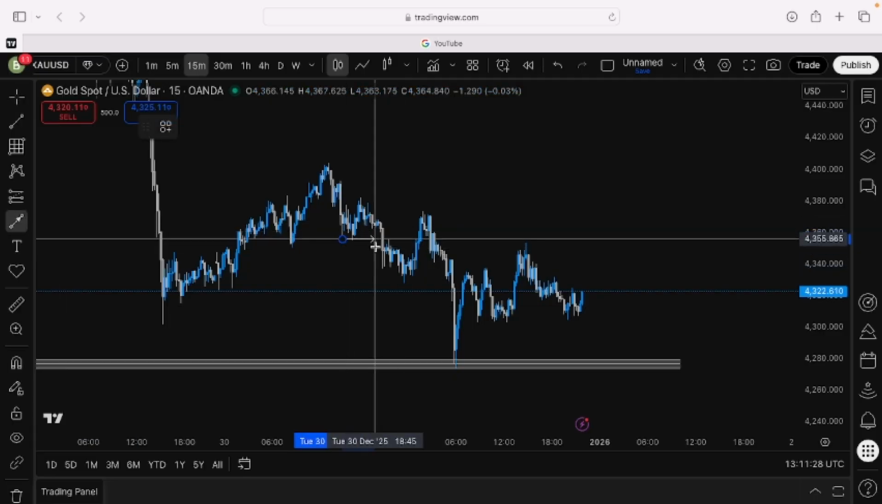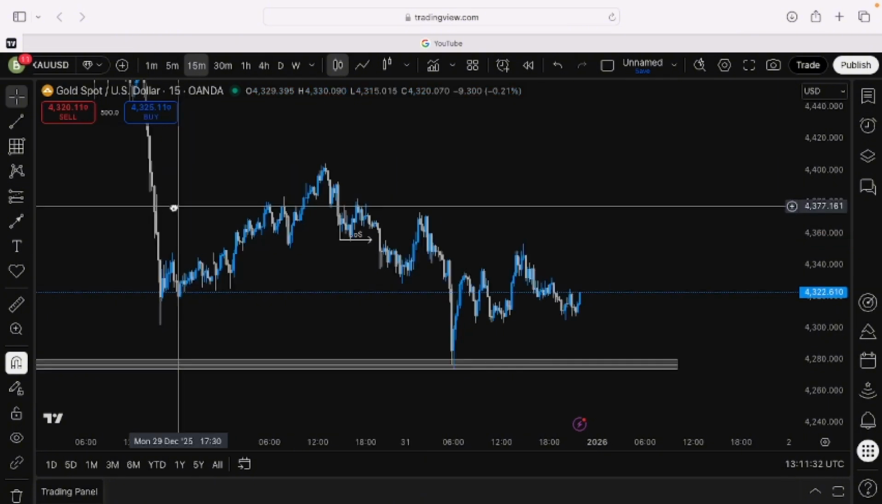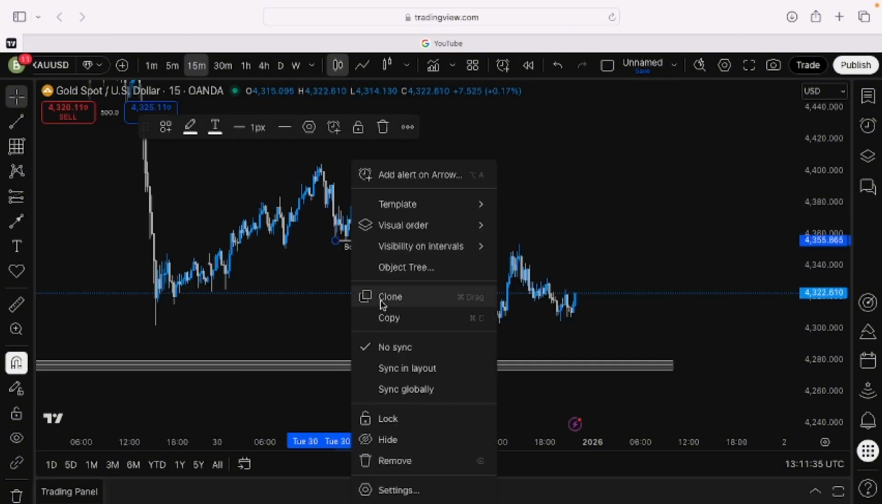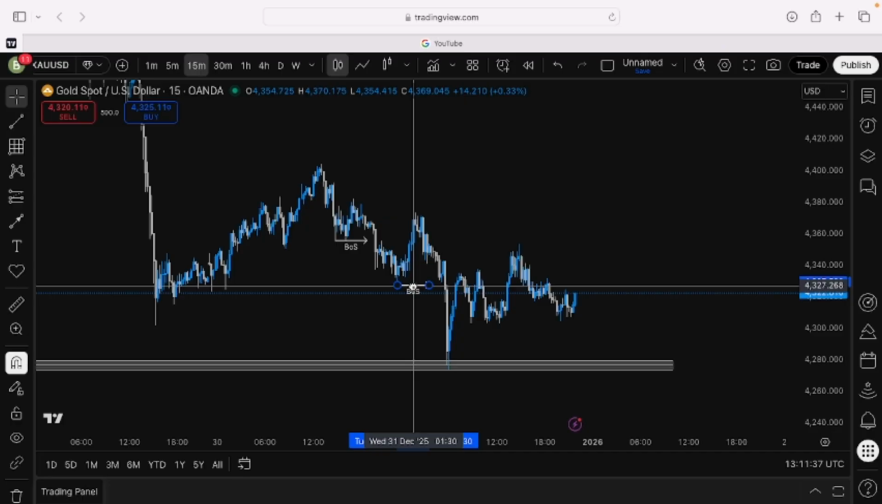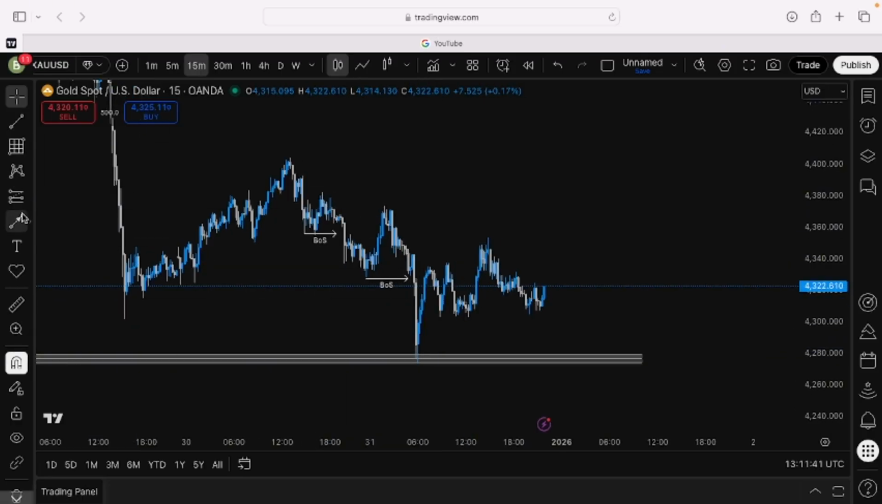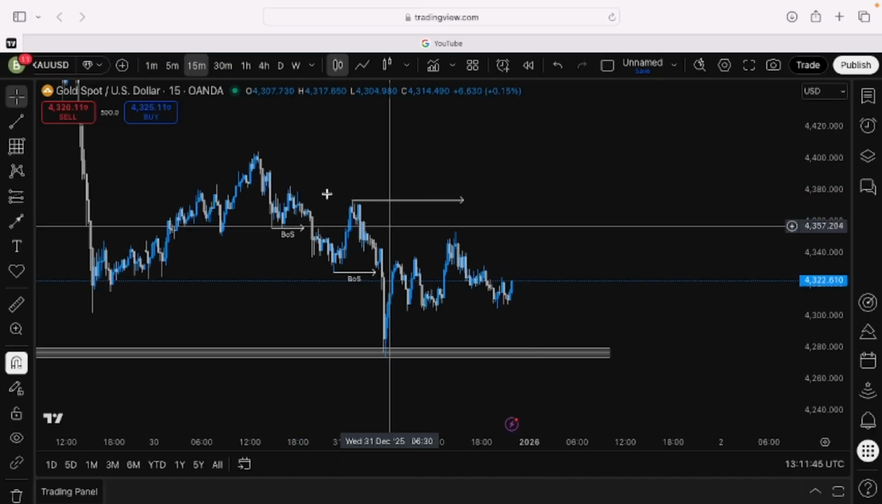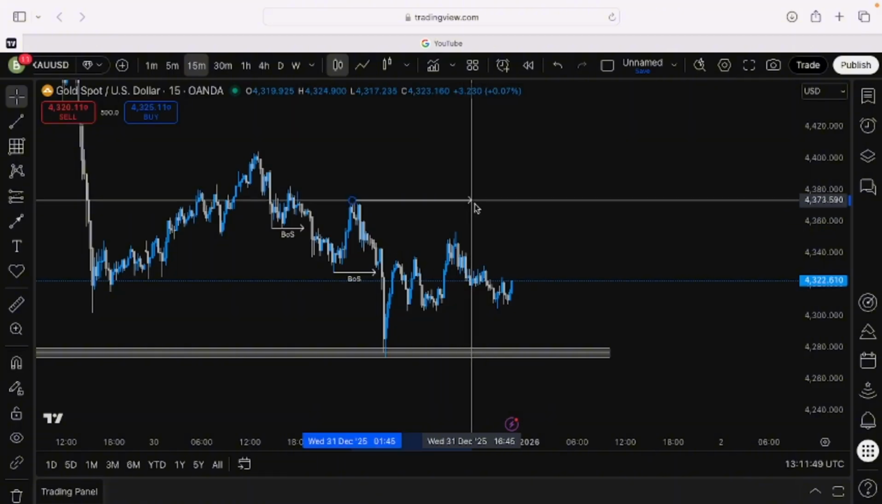So around here, break to the downside. Sorry about that. Break to the downside, clone, another break to the downside, just like that. Then after having those two breaks, you can obviously see that this is the high that was left behind, and that is why I'm confirming that this is the high that was left behind.